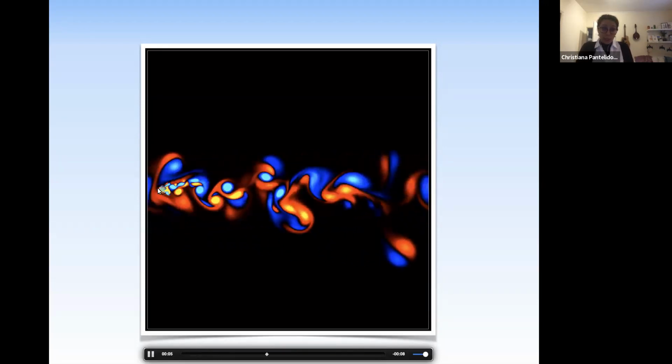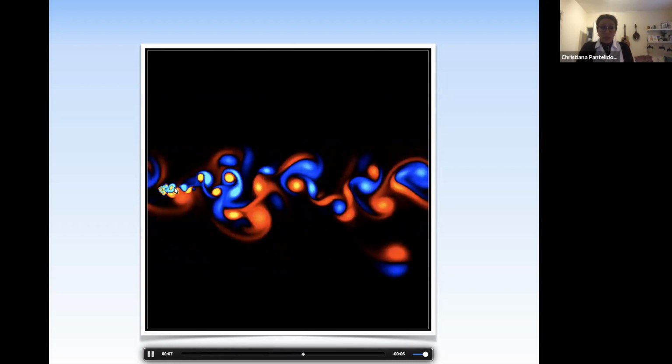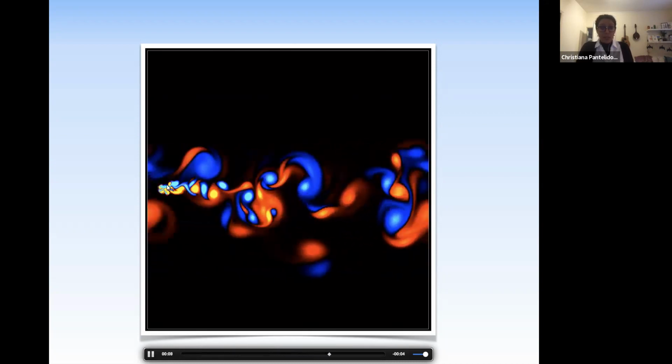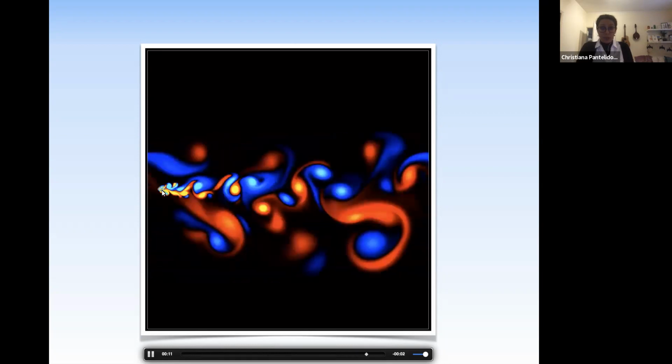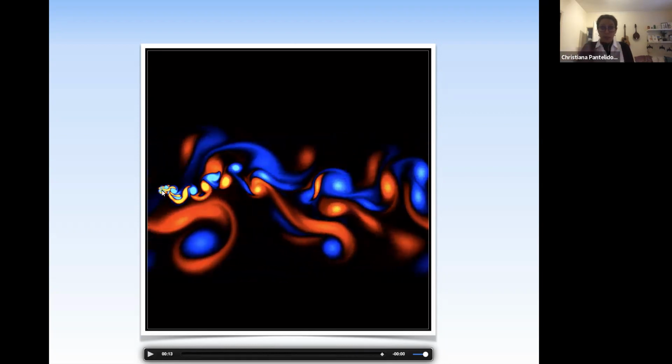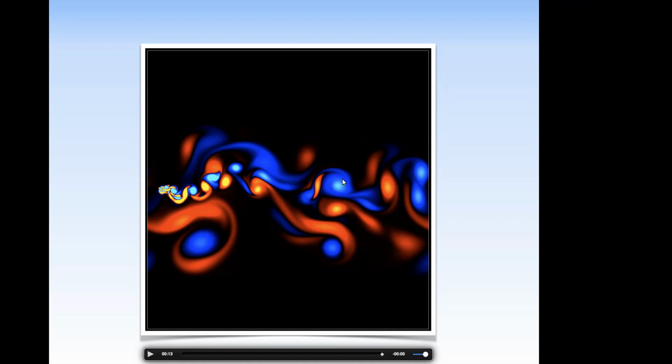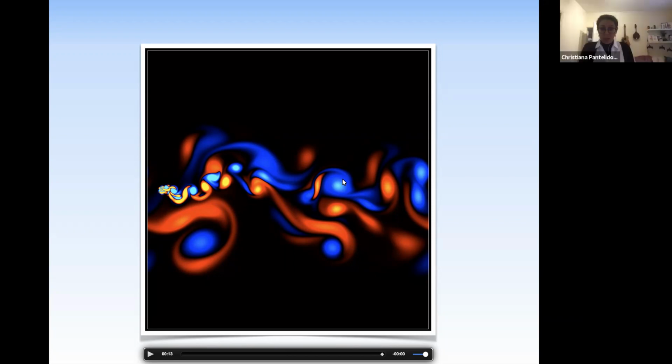So indeed, we see a turbulent wake forming. There are vortices that are formed at the back of this obstacle that are then dragged by the flow. And given that we are imposing periodic boundary conditions like we did before, eventually these vortices will come back, and that's why this picture looks a bit more complicated. But the punchline here is that one can actually have turbulence in a fully gravitational context.